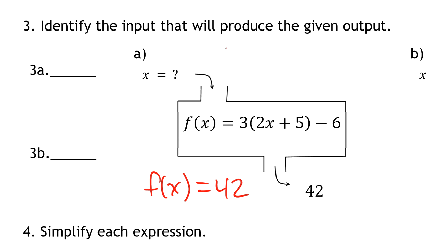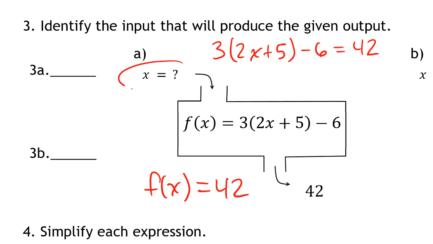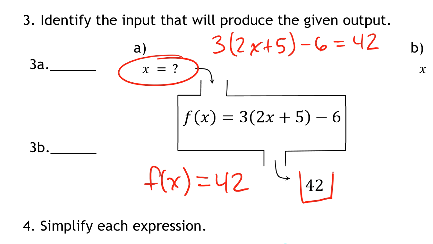So what I'm going to do is write the rule for the function, which is 3 times the quantity of 2x plus 5 and then minus 6. That rule has to produce a value of 42. So this is the equation that I need to solve to figure out which value of x produces this particular output.